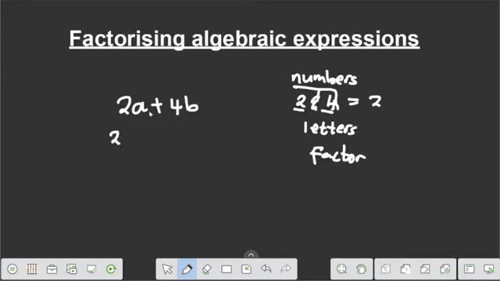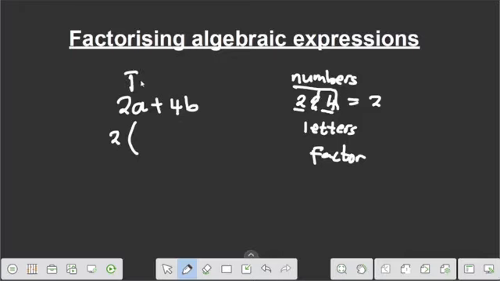Now you look at the letters. What is the common letter here? You have a here, you have b. So there's no common letter here. So you only factor out the number, which is a 2. When you do this, you need to open the bracket. Then what do you write inside the brackets? You start dividing.